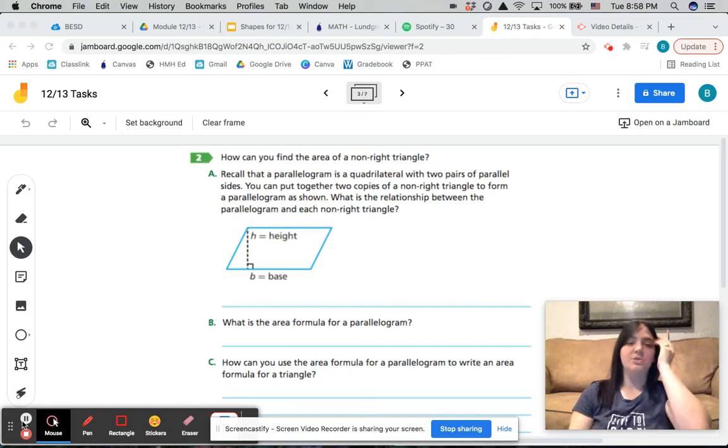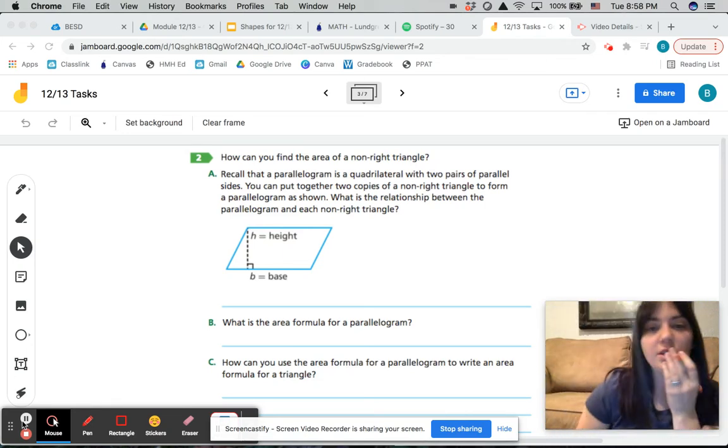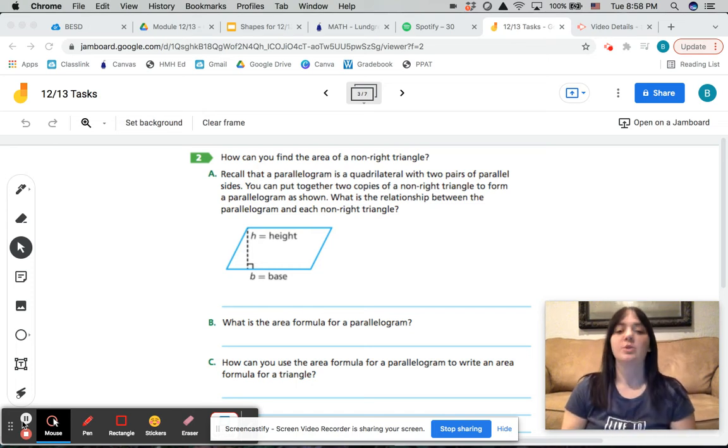This is task 2 in 12.2. So how can you find the area of a non-right triangle? We talked about this in the video notes, but we're going to go over it again in this task.